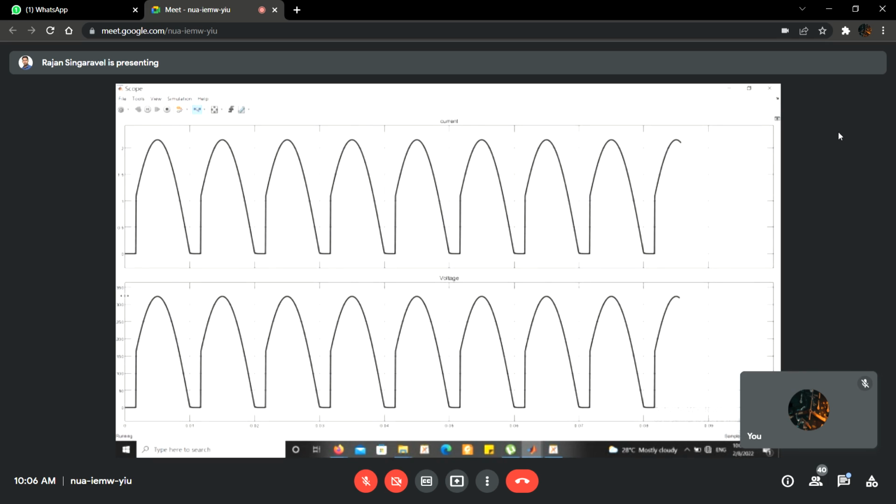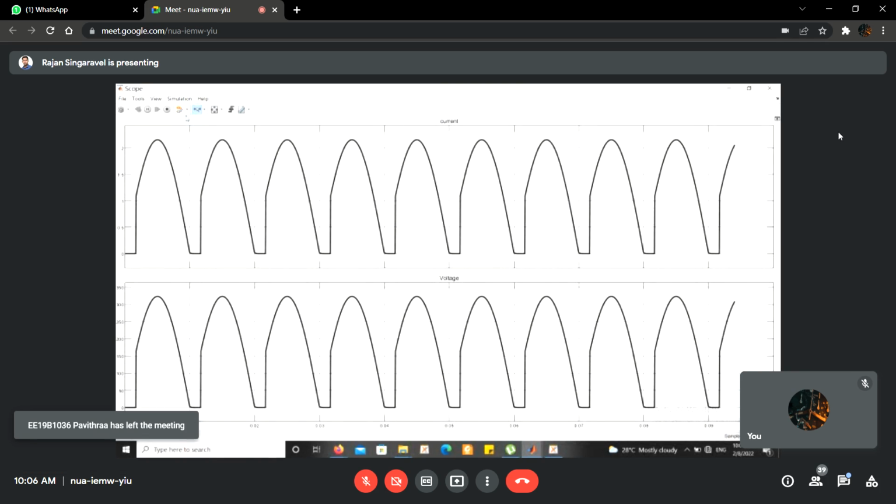The voltage has a peak value of 325 and the resistor is 150 ohm, so here the peak current is around 2.3 ampere, right? Since it is a resistive load, the current waveform is in phase with the voltage and very identical to the voltage waveform. Only the magnitude is a little bit different, decided by the voltage value and the resistor value. Apart from that, the pattern of both the voltage and current waveforms is very much similar.